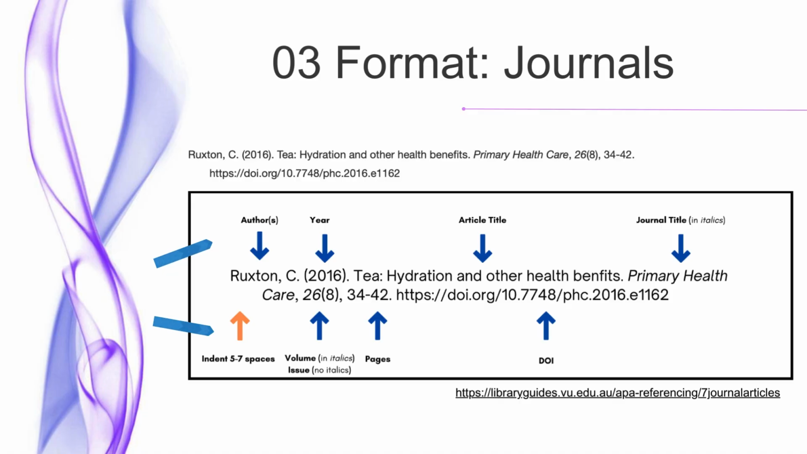Let's take a closer look at the format for referencing journal articles. To begin with, the reference entry starts with the author's name, followed by the year of publication in parentheses. Next comes the title of the article, which should be in sentence case and not italicized.